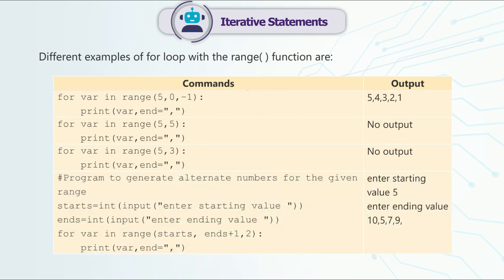Program to generate alternate numbers for the given range. start = int(input('Enter starting value')), end = int(input('Enter ending value')). For variable in range(start, end+1, 2): print variable, end. Enter starting value 5. Enter ending value 10. Output: 5, 7, 9.